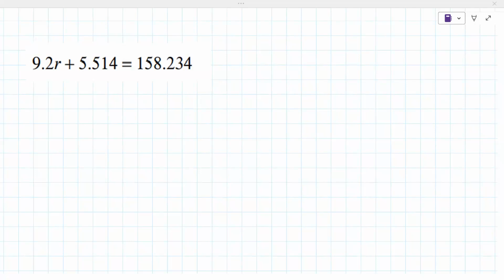Or I guess I should also ask, is there anything else you want to cover besides two-step equations with decimals and fractions? No, not really. Okay.